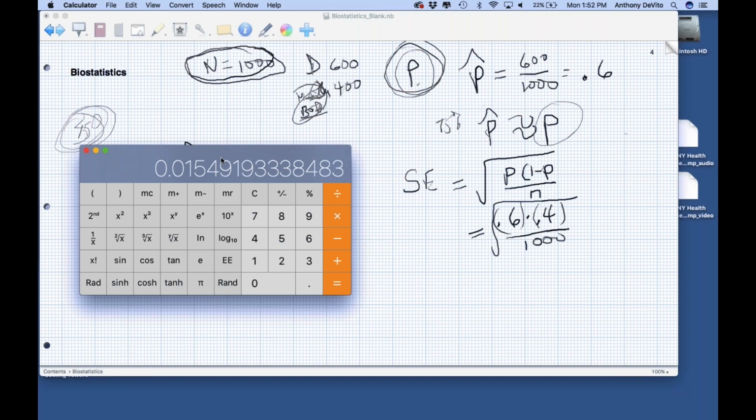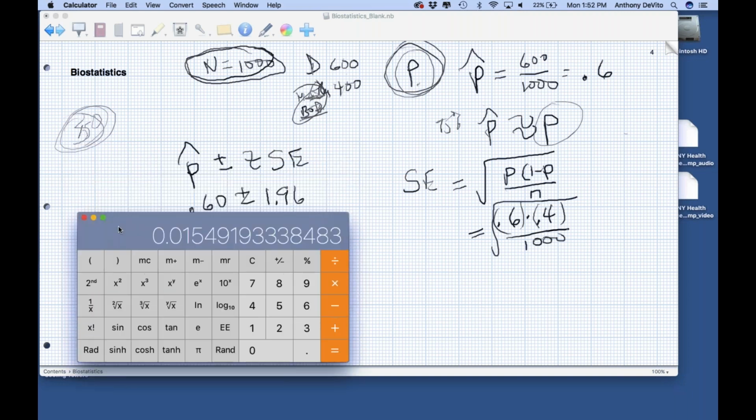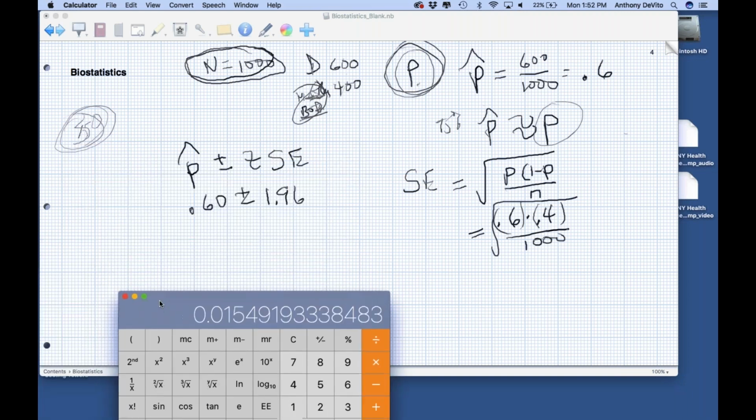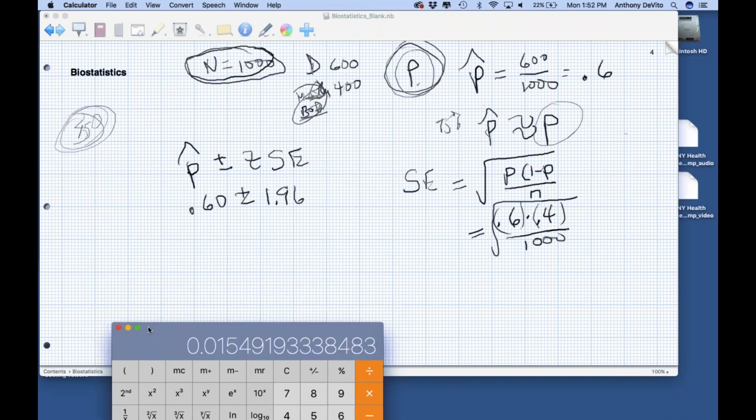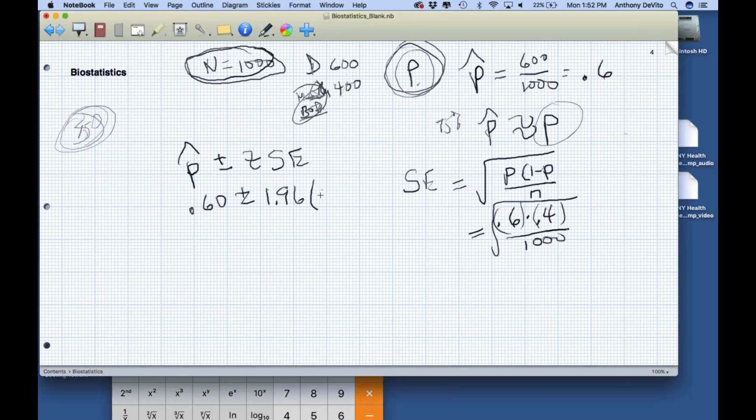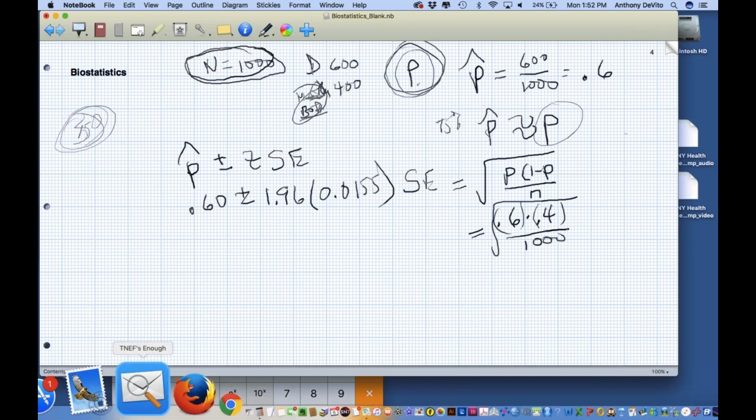But on a practical basis, because we're doing this with pen and paper, I'm going to round this to 0.0155. I heard some moans. I was going to say 0.155 or 0.16, but I heard some moans, so I'll call it 0.0155.